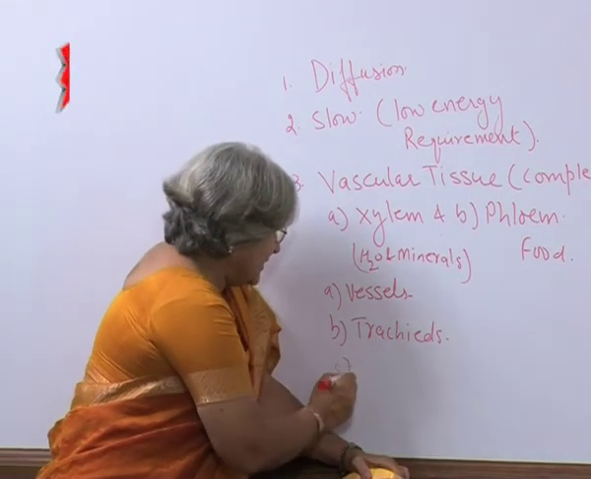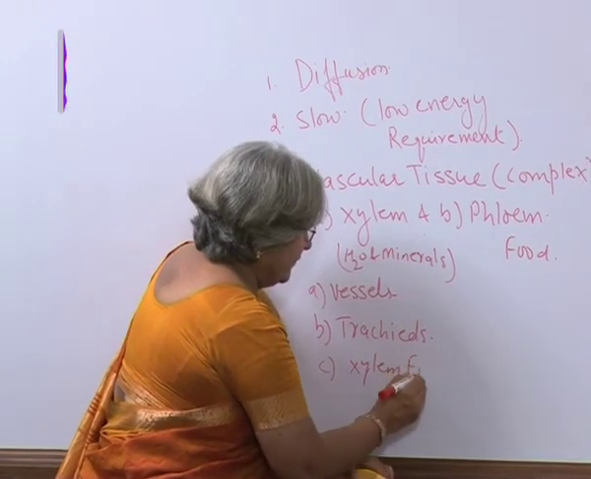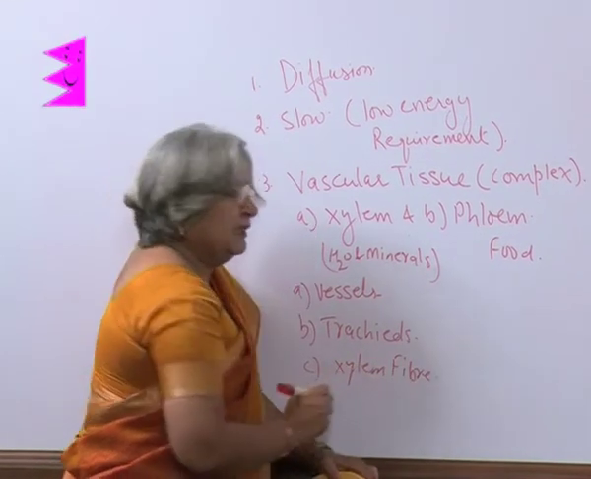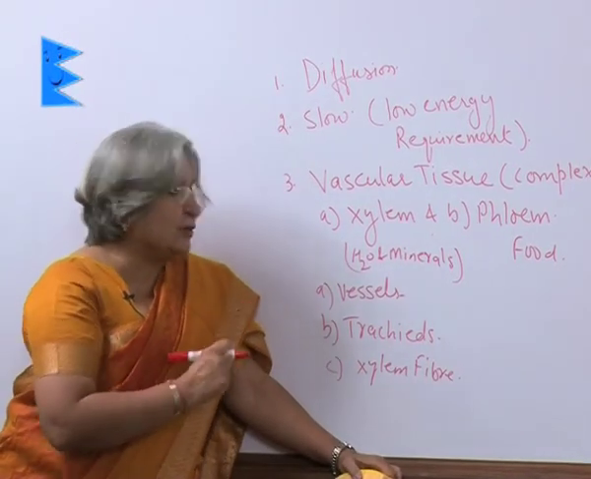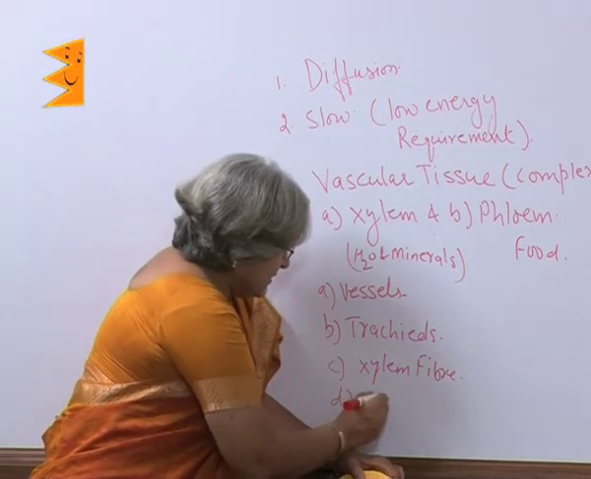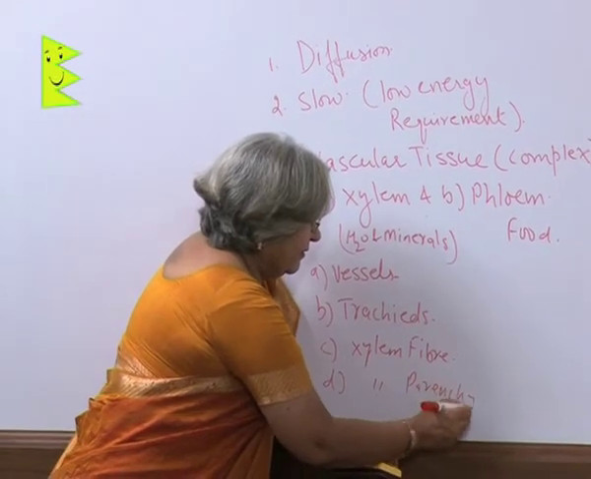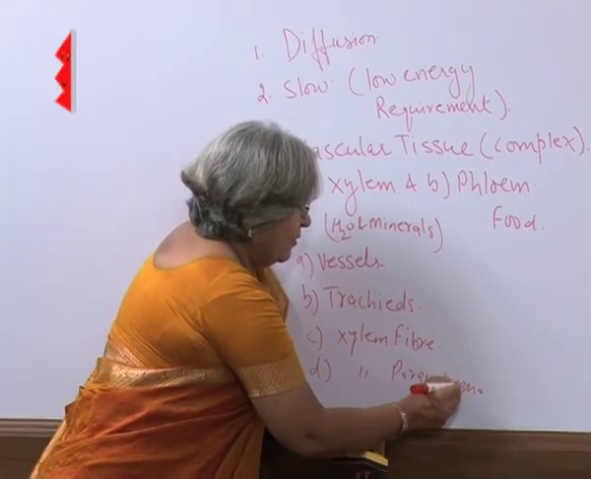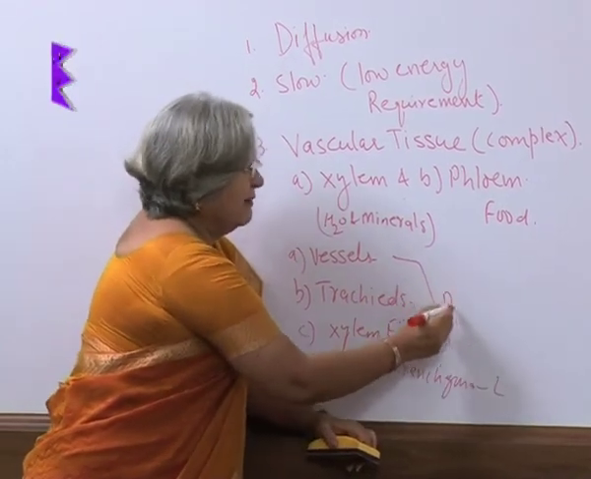Third type of cell is xylem fiber. These are dead thick walled cells and they are also called xylem sclerenchyma. Fourth is xylem parenchyma. Only xylem parenchyma is living while these three are dead.